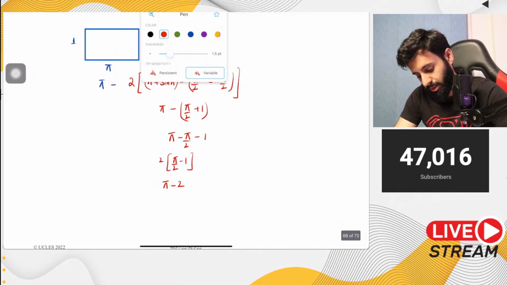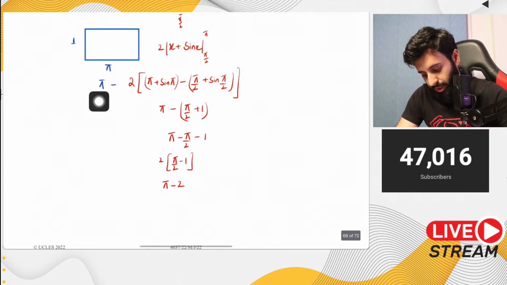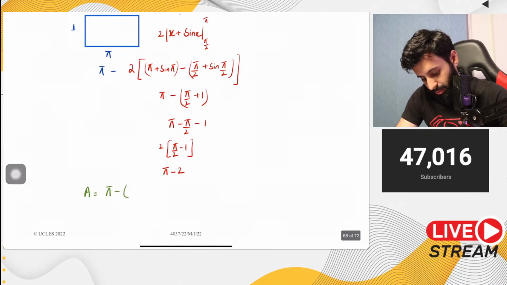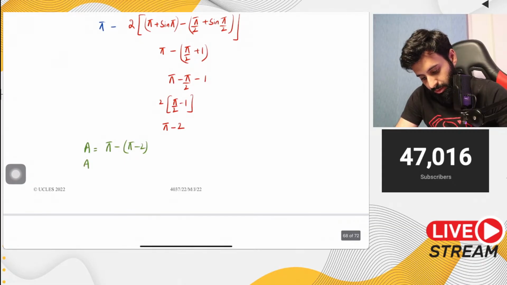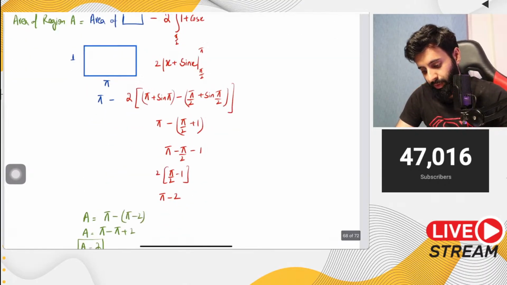Now let's find the area of region A, for which we decided that we are going to subtract the area under the curve from the rectangle. So A is equal to what? A is equal to pi minus 2. So A is equal to pi minus pi plus 2. So A is equal to 2. Okay, so this is just the area of region A.